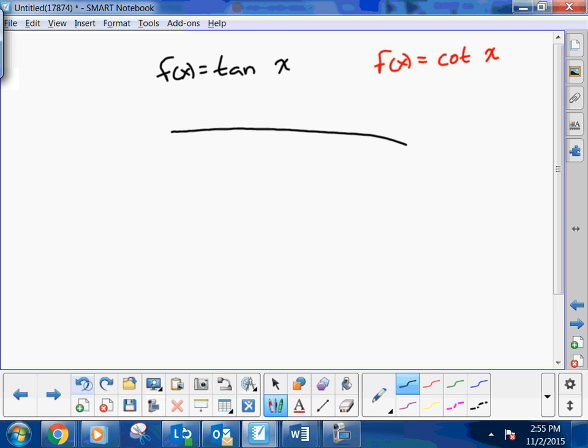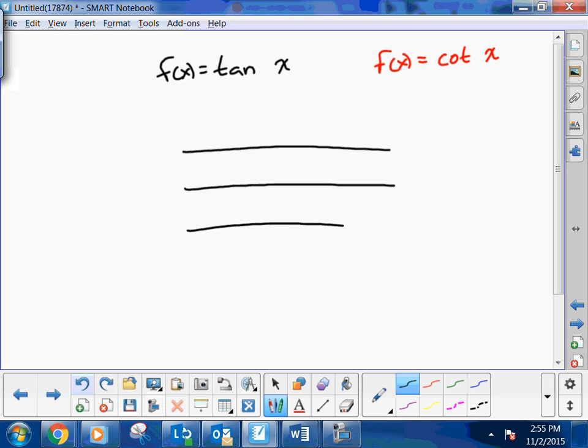Oops, I don't like the way that line came out. I'll get it right. Here we go. Okay, so let's do our 9 tick marks.